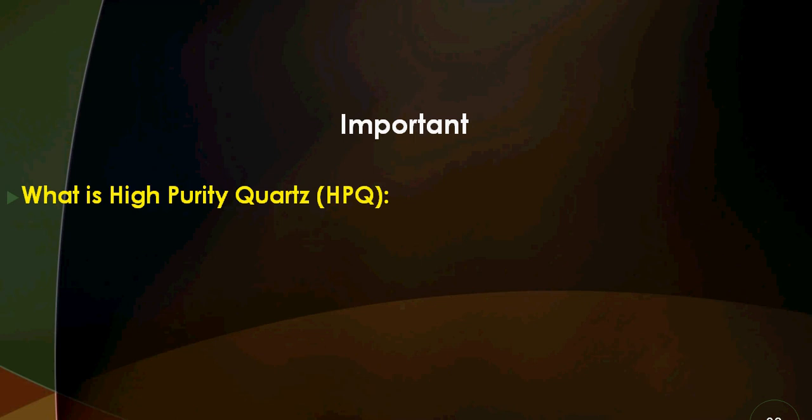Important. What is high purity quartz? Again, I think you understand that high purity quartz is a manufactured quartz, a processed quartz, a value added quartz that can be used in a large number of high tech applications. Again, the demand for high purity quartz in the world is not much, it is about 50,000 ton only, but the value is very high.